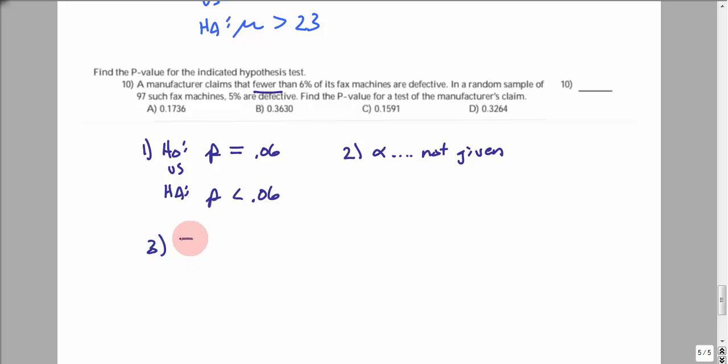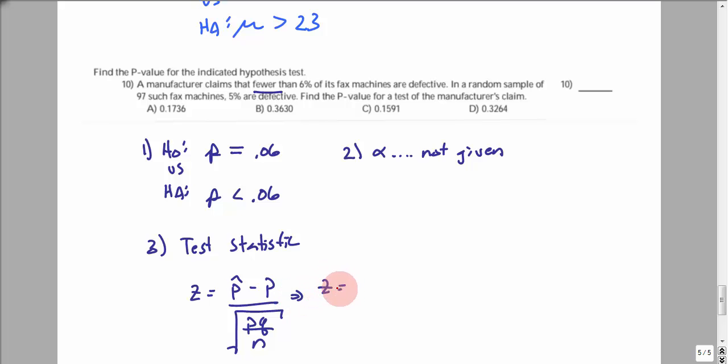Now step 3, I go ahead and calculate my test statistic. My test statistic is going to be z equals p hat minus p divided by the square root of pq over n. Now that square root sign goes over the pq over n, so be very careful about how you write that. Now p hat in this case says we have a simple random sample of 97 such fax machines, 5% are defective. So they're giving us what p hat is. So p hat is 0.05.